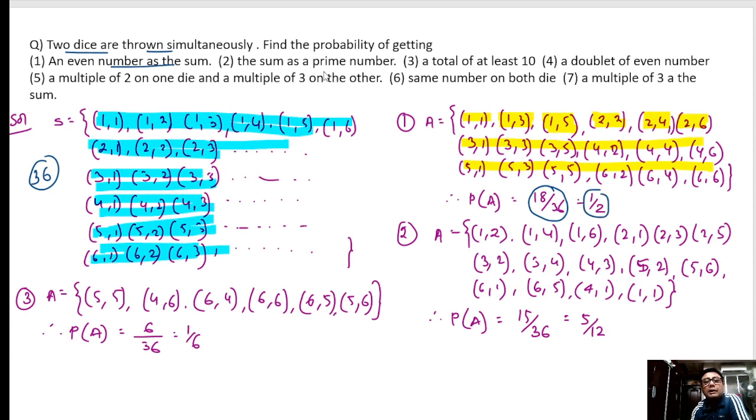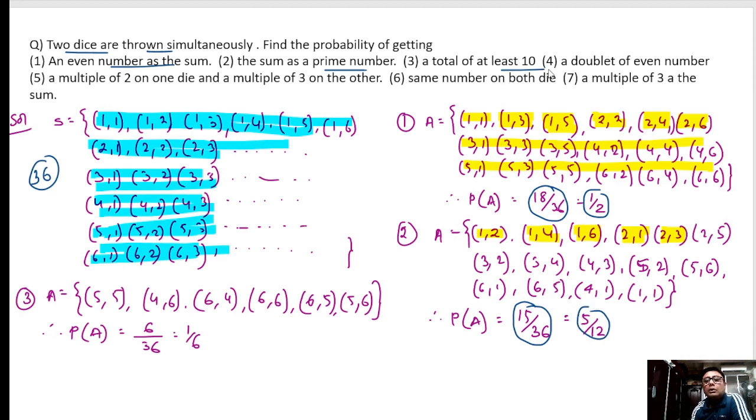Second, they are asking the sum should be a prime number. So please watch. If I choose this 1 plus 2, it's a prime number, 3. This will give me 5, prime number, 7, prime number, 3, prime number, 2 and 3, prime number. So how many of them did I get here? 15 out of 36, which is 5 by 12.